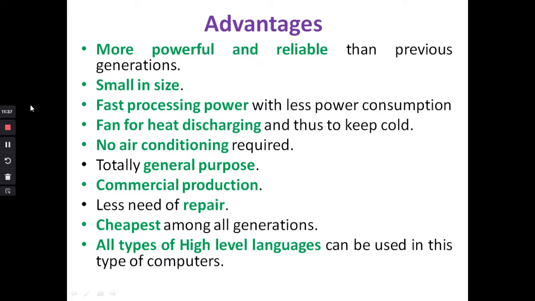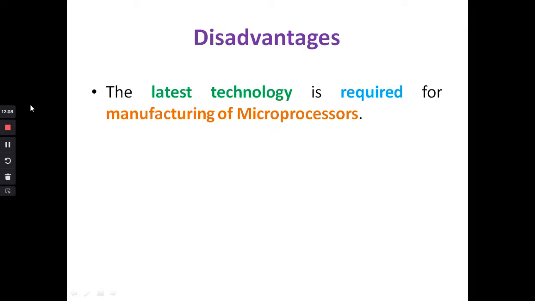What are the advantages of these? This is more powerful and reliable, very small in size, with fast processing power. Fans can easily discharge the heat. This requires no air conditioning, it is totally commercial, so you can use it anywhere. There is less need of repair, and it is the cheapest among the first, second, and third generation computers. And also these use high level language. What is a high level language? It is a language that a human can understand easily. These types of languages are called high level languages. The only disadvantage is the manufacturing of microprocessors, because the technology is very complex, but many companies are doing it successfully.